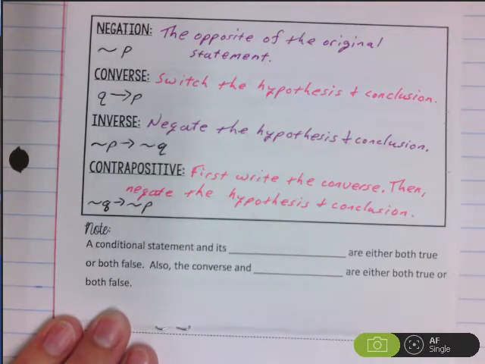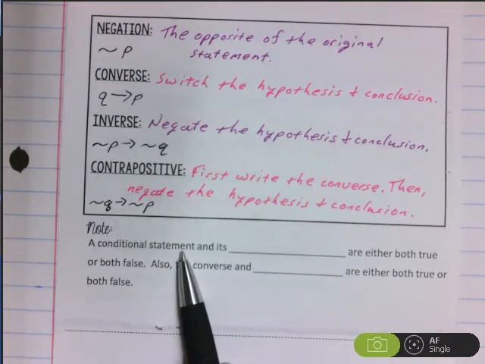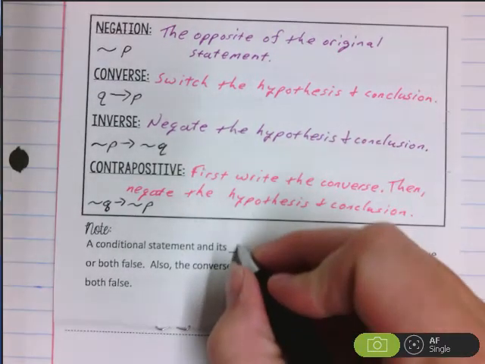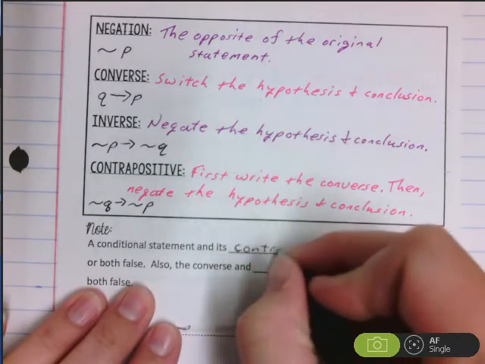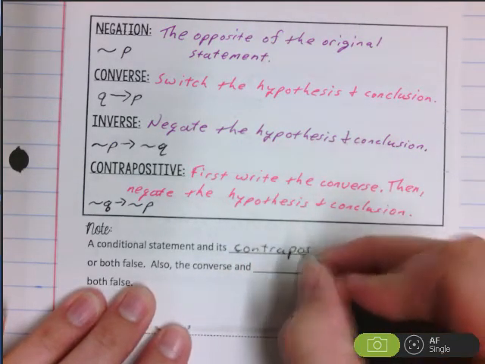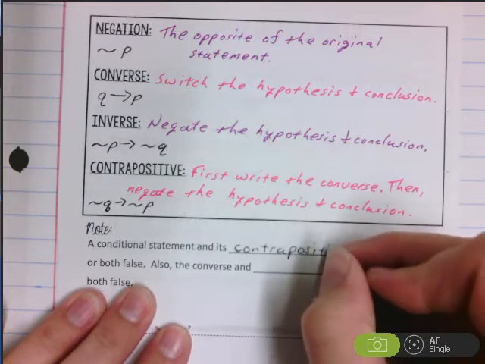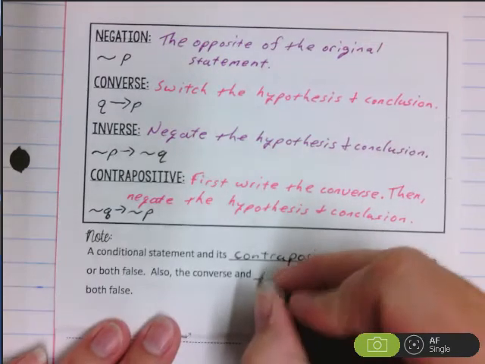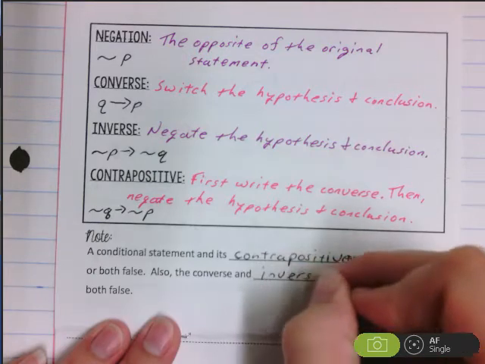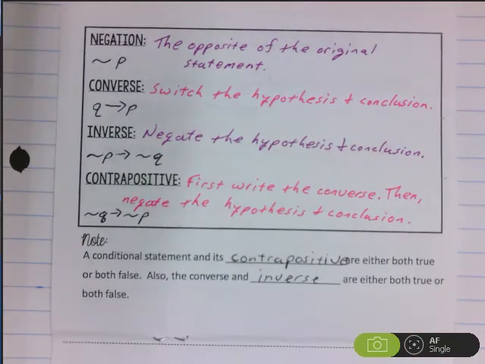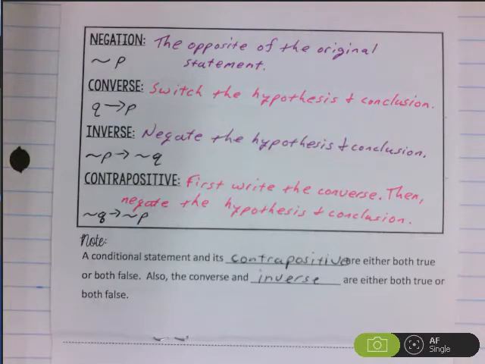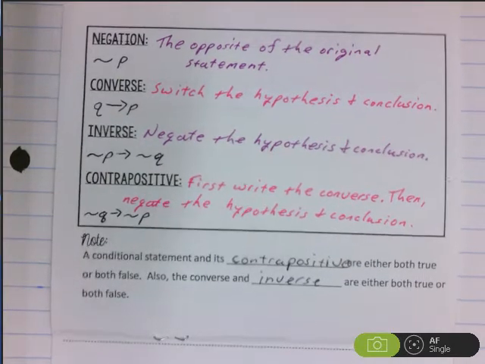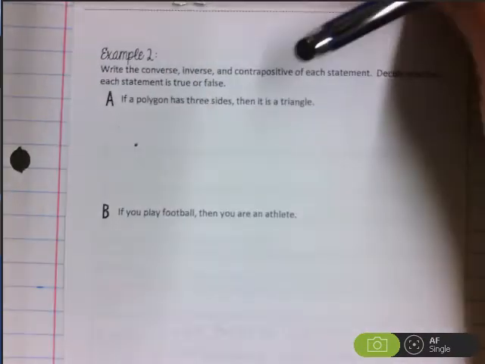Okay? All right, so then we have a few notes down here. In these notes, a conditional statement and its contrapositive are either both true or both false. Also, the converse and inverse are either both true or both false. Okay, so they go together, they work together. So let's look at our examples here then.